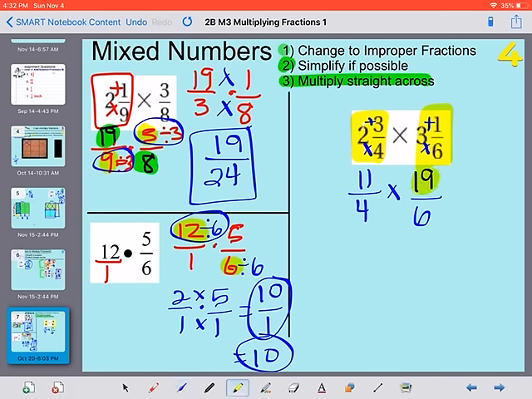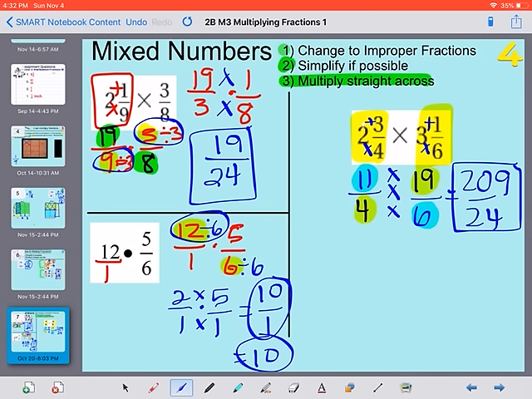19 does not go into 4 or 6, and then the other way here, 11 does not simplify with 6. We can't divide those by a common number. So really, we can't simplify it. We're just going to multiply straight across. 11 times 19, and 6 times 4. I know 6 times 4 is 24, and I would use my multiplication table to do 11 times 19. And we get 209. So from here, this is our answer.